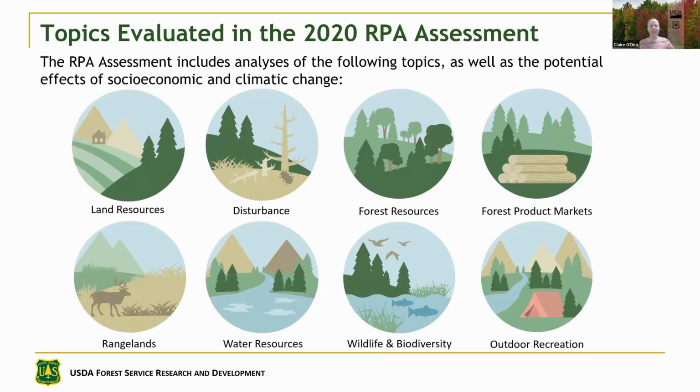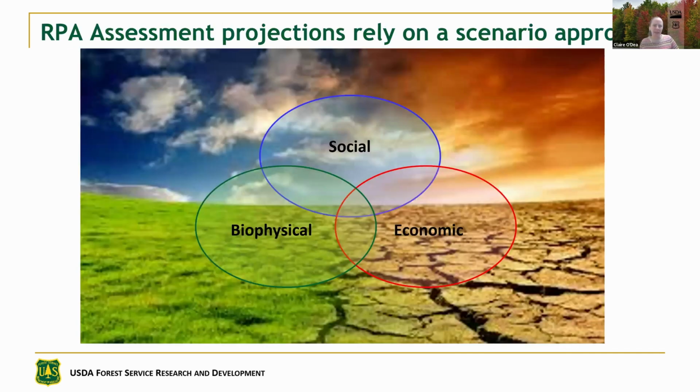I mentioned that the RPA assessment examines renewable natural resources. In the 2020 RPA assessment, we provided trends and projections across the U.S. for land resources, disturbance, forest resources, forest product markets, rangelands, water, wildlife and biodiversity, and outdoor recreation. Each webinar from these series will focus on one of these topics, and today's webinar is focused on forest product markets. I want to explain just a bit about how we frame our analyses, especially with respect to making projections.